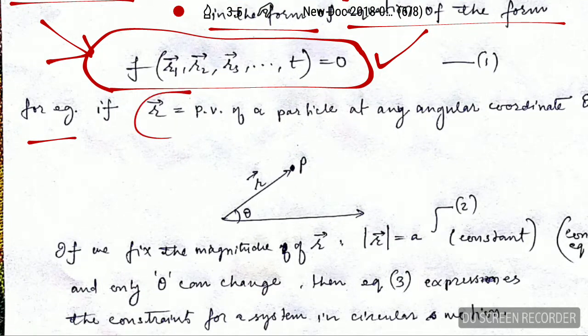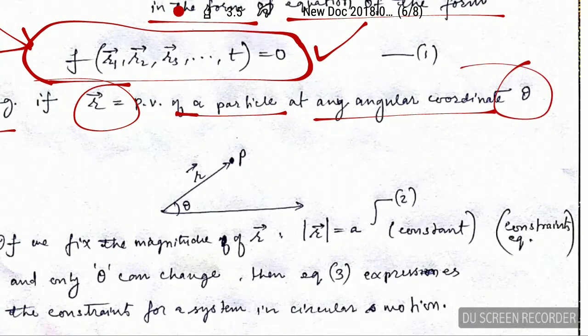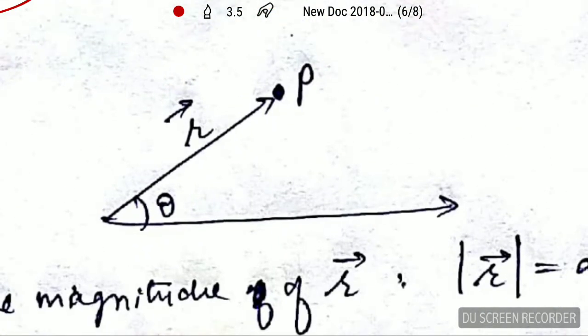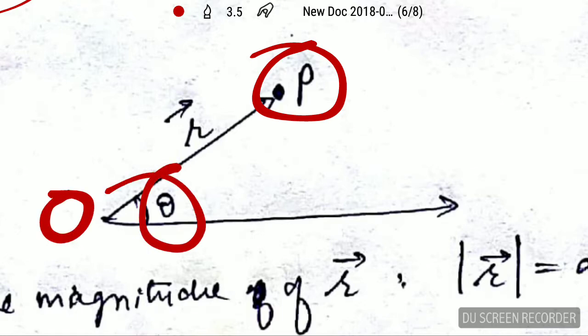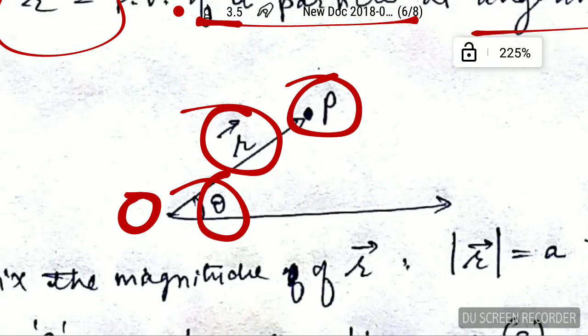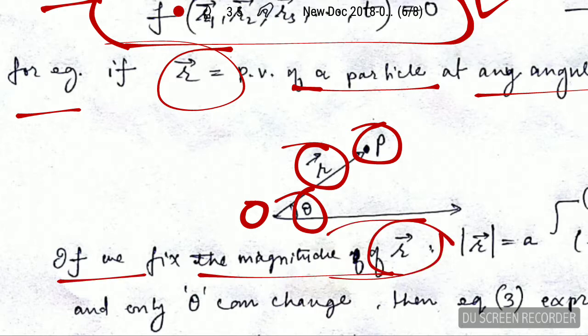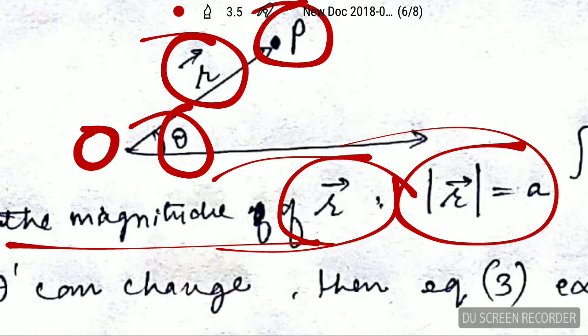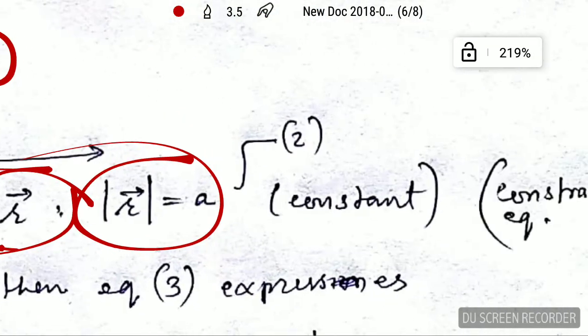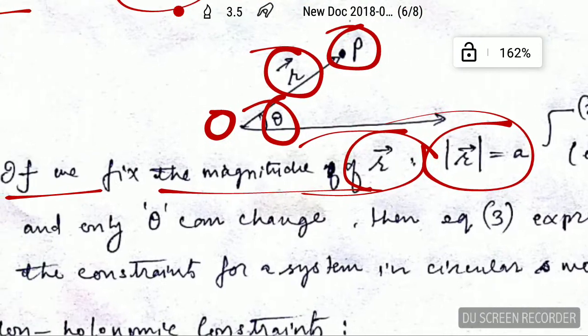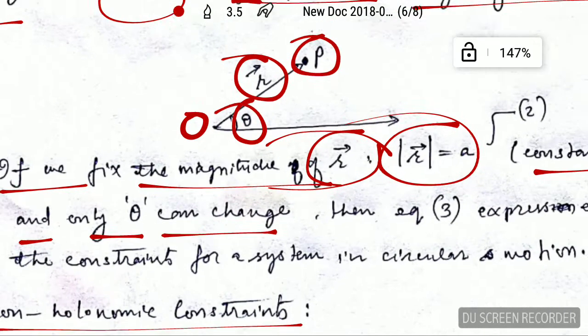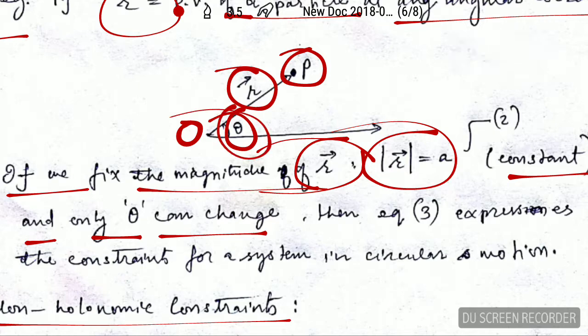For example, if r is the position vector of a particle at any angular coordinate theta, you have to look closely and carefully at this diagram. This is the particle p, this is the origin o, this is the angular coordinate theta, and this is the position vector of p. Now if we fix the magnitude of r, that is, we make the magnitude of r equal to a constant, then only theta can change, and we will only allow theta to be changed. Then what will happen?